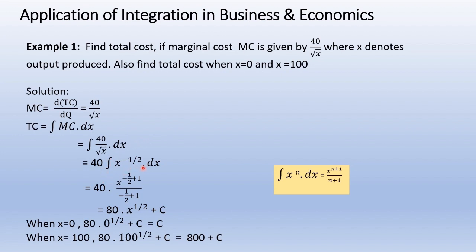Integrating, we use this formula, we get 80 times X to the power 1 by 2 plus C. When X is equal to 0, TC is equal to C. When X is equal to 100, TC is equal to 800 plus C.